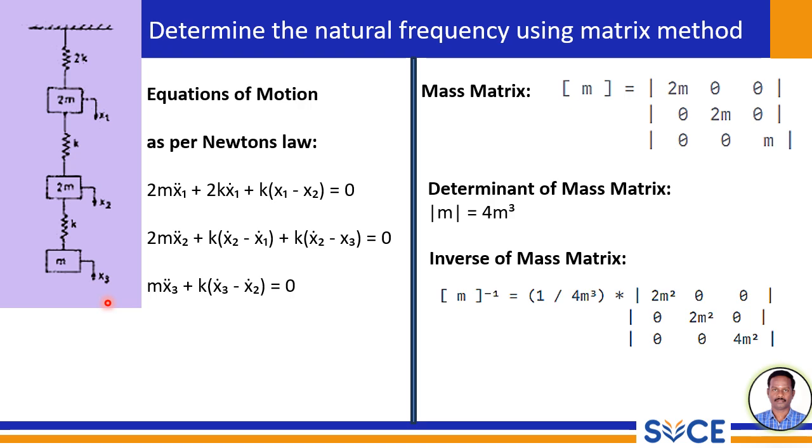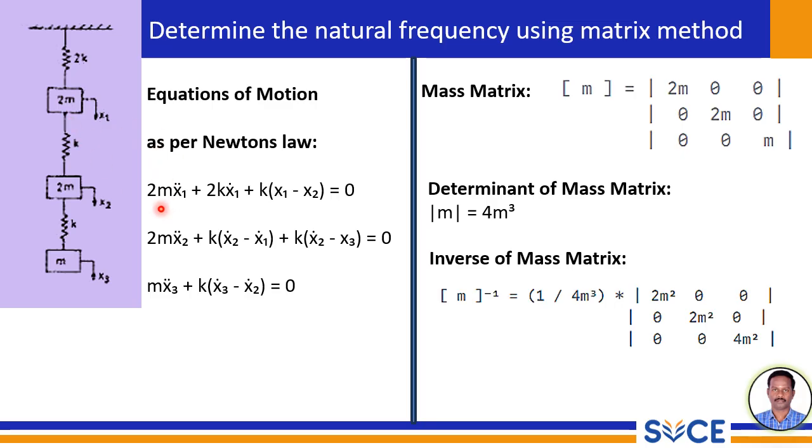The first step is to derive the equation of motion for each mass. These equations describe the forces acting on each mass and result in its acceleration. As you can see, the equations involve the masses, spring constants and the displacements of the masses. For example, for the first mass, the accelerating force is nothing but mass into acceleration, that is m x double dot, the first displacement.